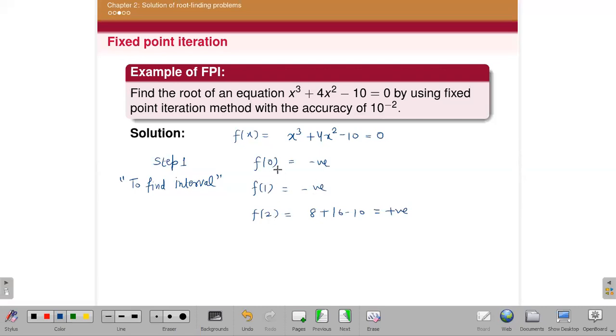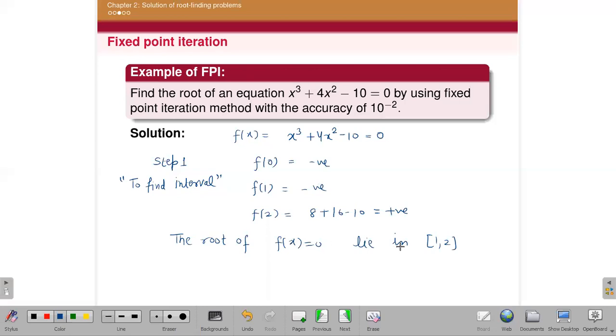So obviously, if you make a fixed point form, then that fixed point for that g of x will lie in 1 to 2. So the root of this equation, f of x is equal to 0, lies in 1 to 2. So we will work on this interval only.